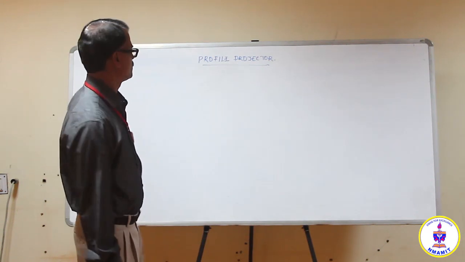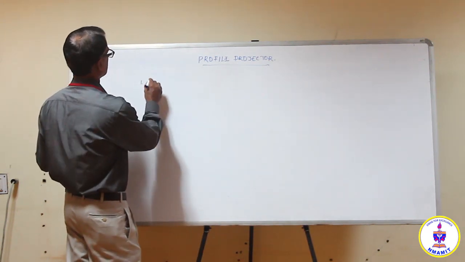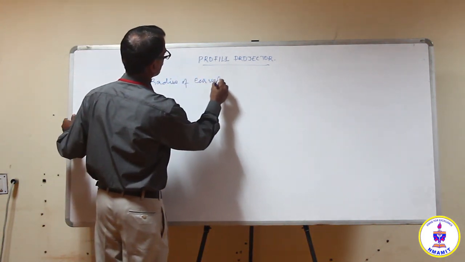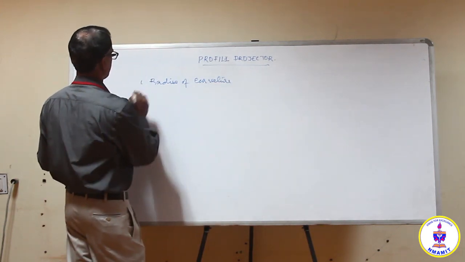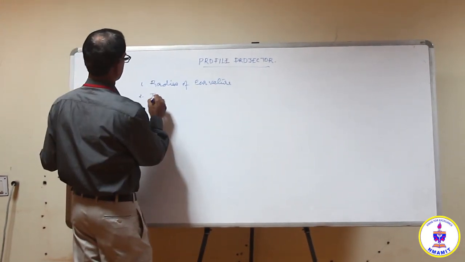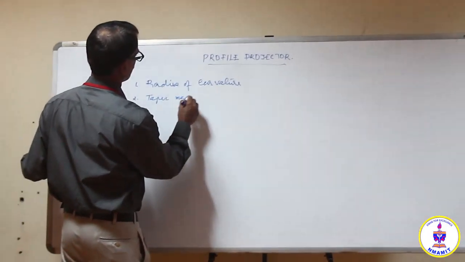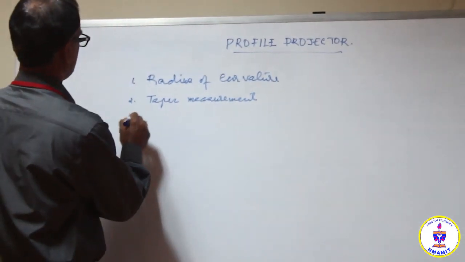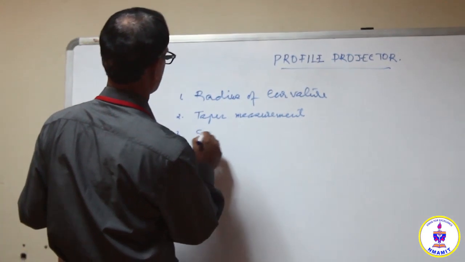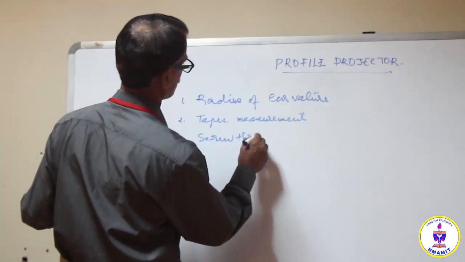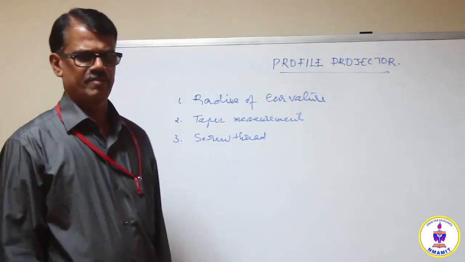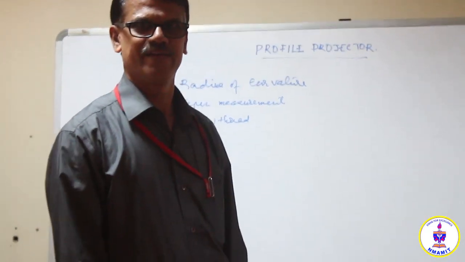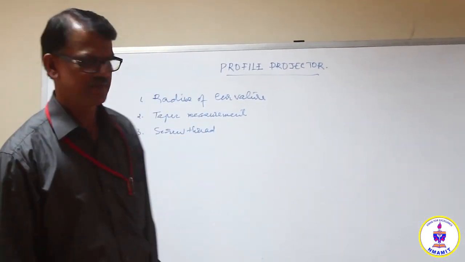Now here we use this for the measurement of, one, radius of curvature, and second, taper measurement, or taper angle. Third, screw thread parameters. Of course, engineering methodology is mainly the measurement of length only. Angle also can be expressed in terms of length.